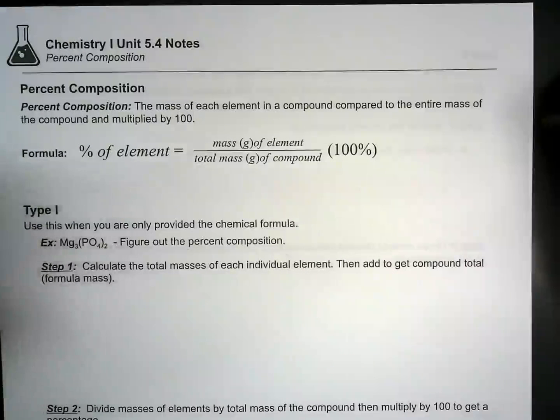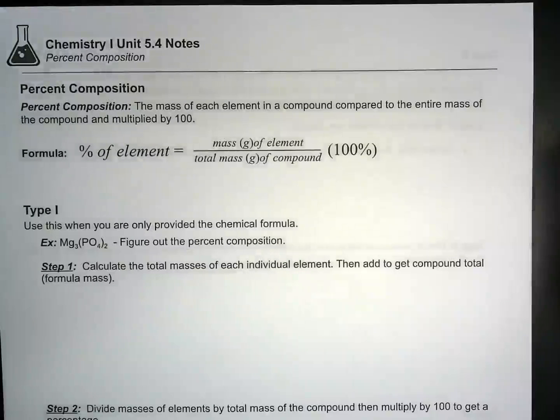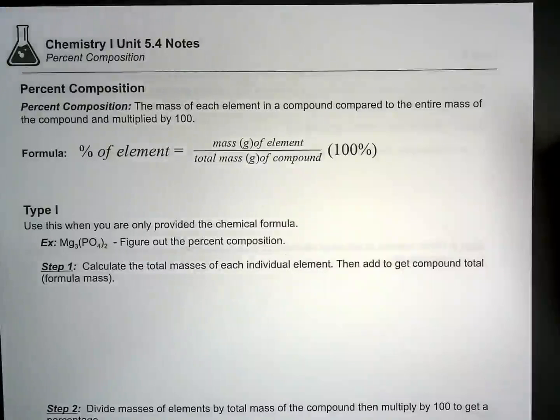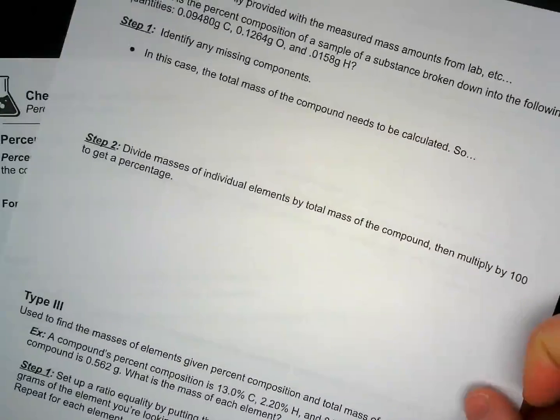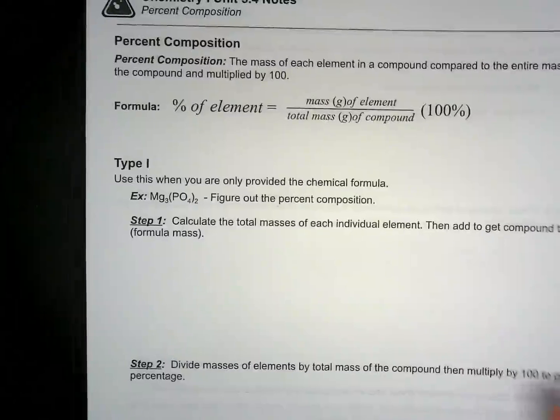This is going to be the set of notes for Chemistry 1, Unit 5.4. Here we're getting into percent composition. Okay, so this is going to be a relatively quick set of notes, arguably. There is a decent amount of stuff on here, but it's really not that difficult of material. So let's just get to it.